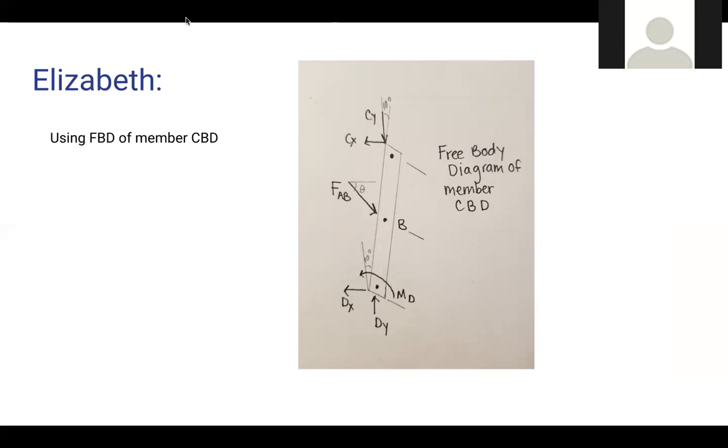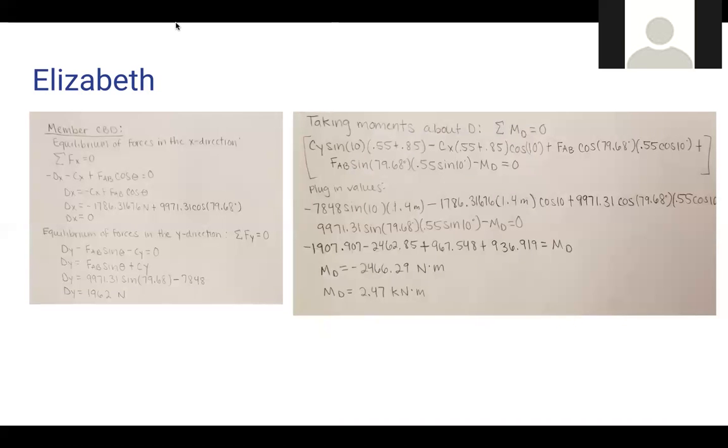Moving on to support D, I drew a separate free body diagram for member CBD, as my teammates have already calculated the force AB and the reactions at pin C. I was able to use those to calculate the reactions at support D. Using that free body diagram, I was able to find the horizontal and vertical forces, and also the moment about support D.